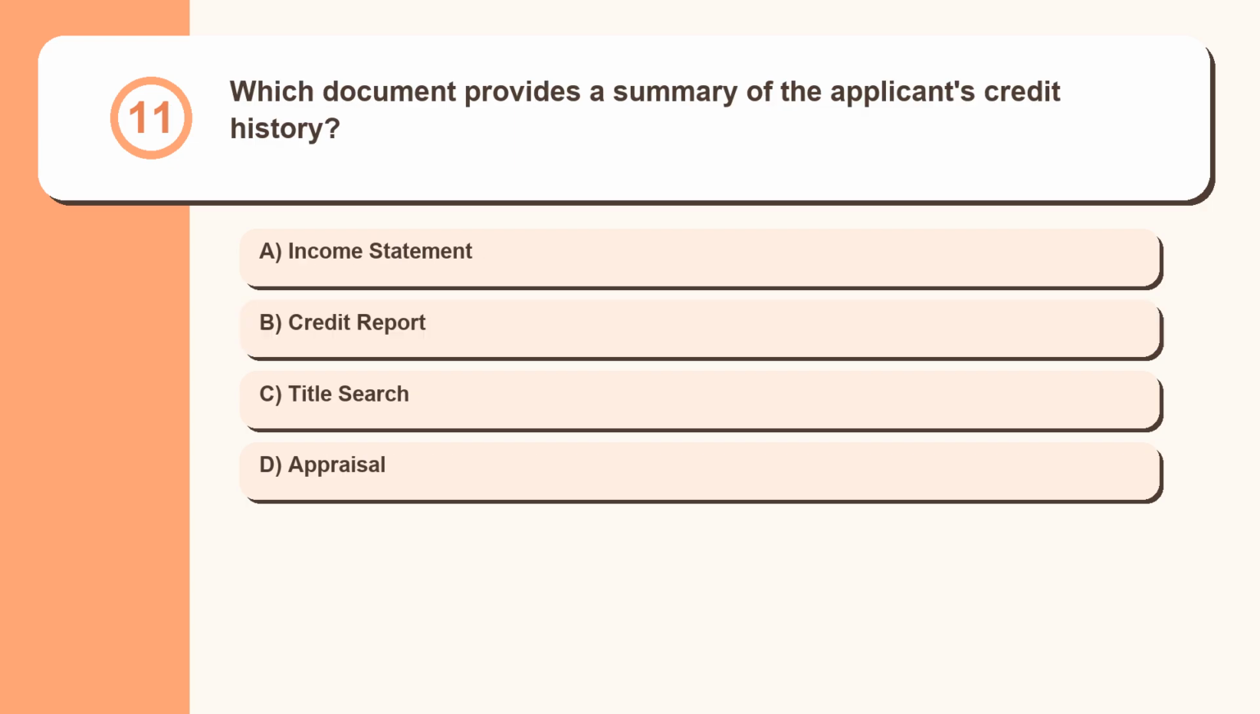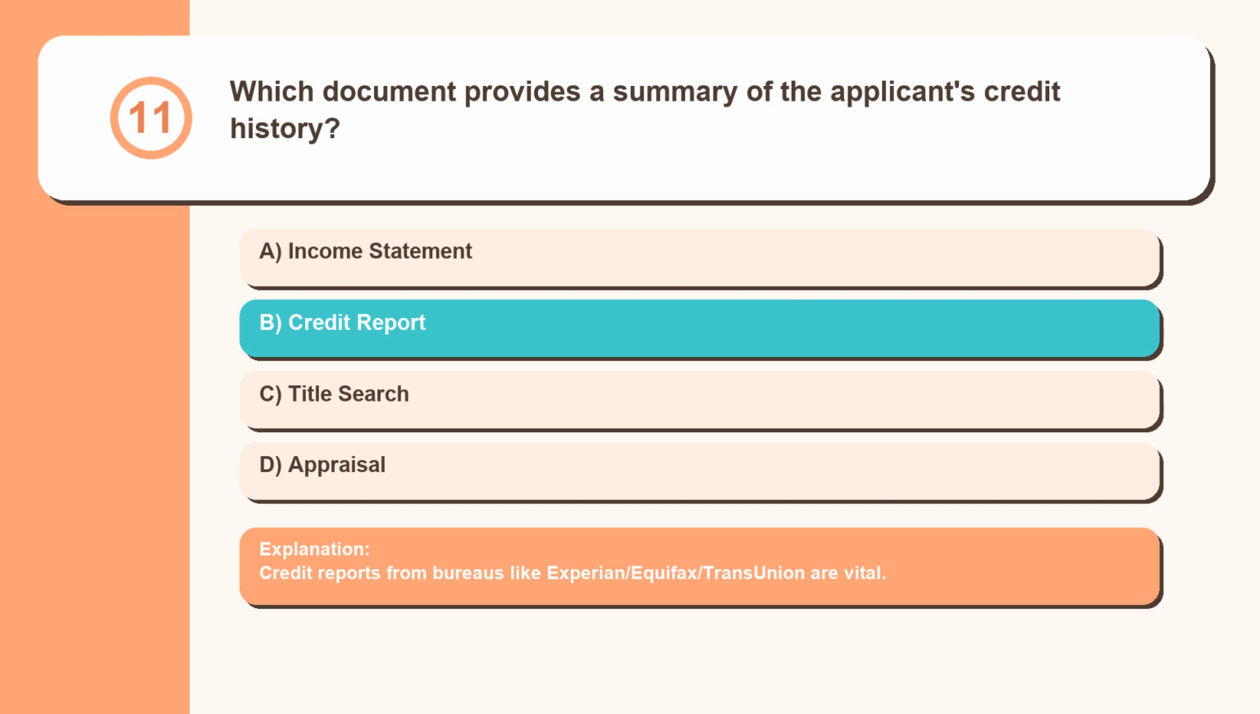Question 11. Which document provides a summary of the applicant's credit history? Income statement, credit report, title search, appraisal. Credit reports from bureaus like Experian, Equifax, and TransUnion are vital.